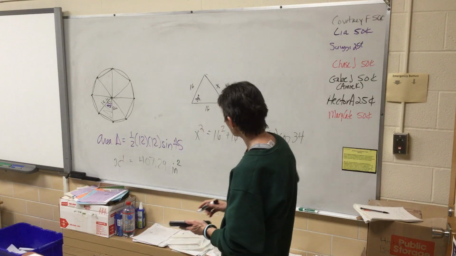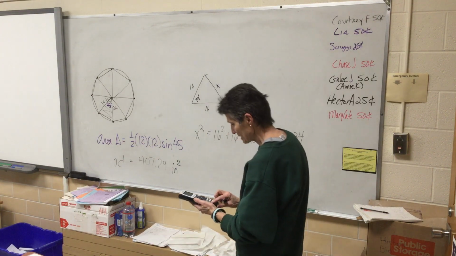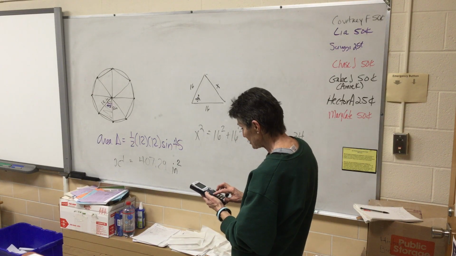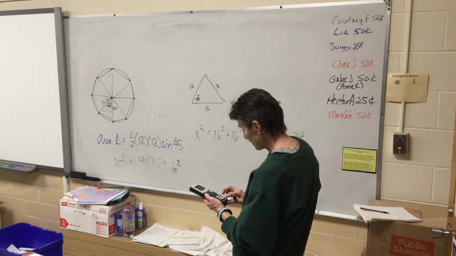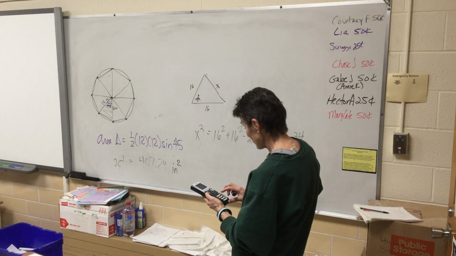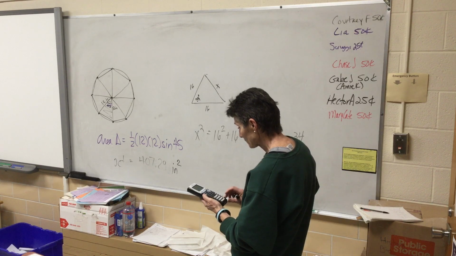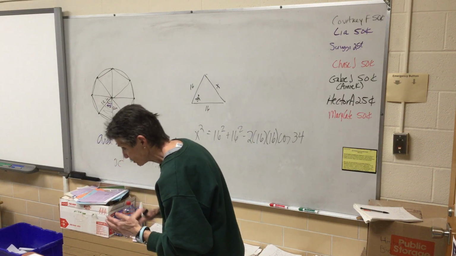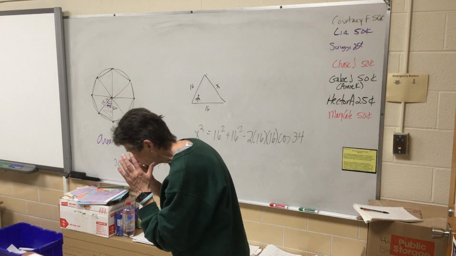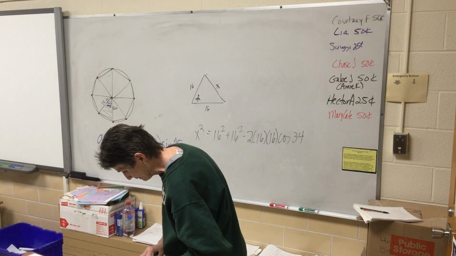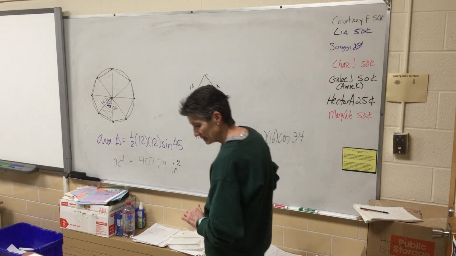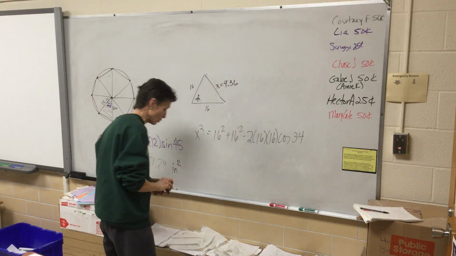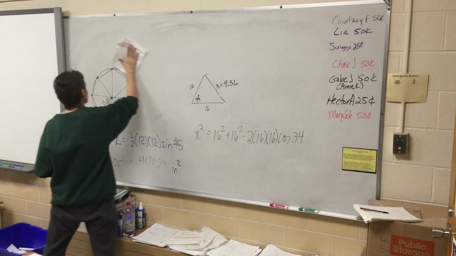This is not a hard one to type in. Your variable's over here by itself. So we're just going to type in 16 squared plus 16 squared minus 2 times 16 times 16 times cosine 34. Now, what do we have to remember to do though? That is so easy, but what? Square root it. So 9.36 is the answer to the question. 9.36.